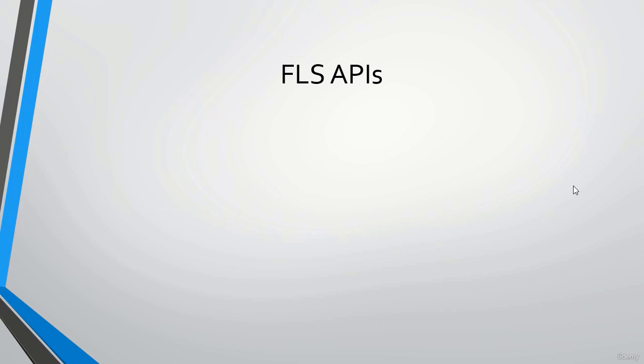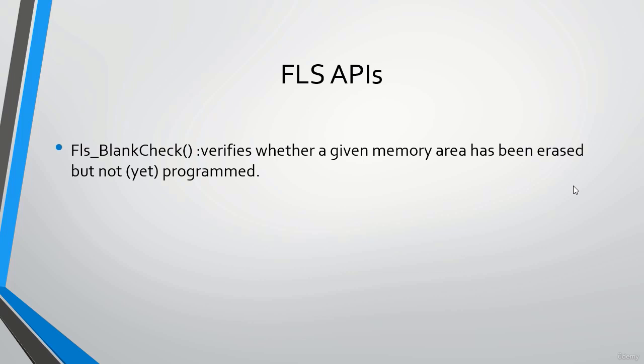Now let's look at some commonly used FLS APIs. The first API you need to know is the FLS blank check API. This API verifies whether a given memory area has been erased but not yet programmed. So it's like fresh memory, not programmed at all, and empty because it has been erased. This kind of identification can be done using the API called FLS blank check.